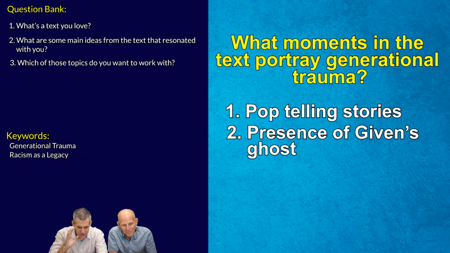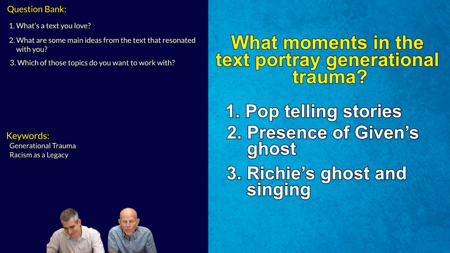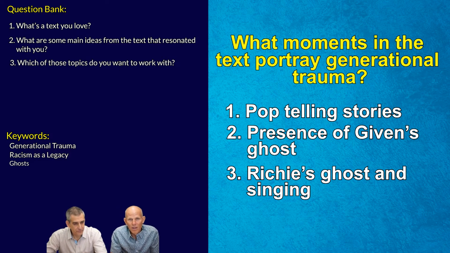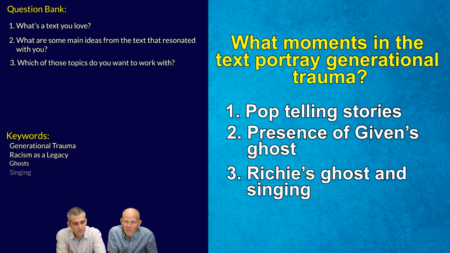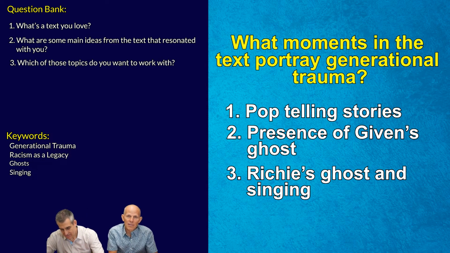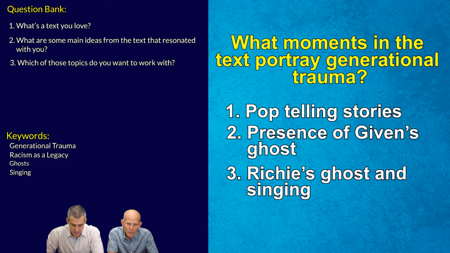Remember, we're on generational trauma. Another ghost is Richie, and we see clear references to generational trauma through the appearance of Richie's ghost. Again, in the latter half of the text, his ghost really plays a dominant role. And we also see this idea of singing, because he's singing in the text, and this singing, I think, is really connected to the idea of the sort of haunting voices of the ghosts of the past. Okay, here are our keywords so far. We've got generational trauma, we've got racism, we've got ghosts, we've got singing, okay?